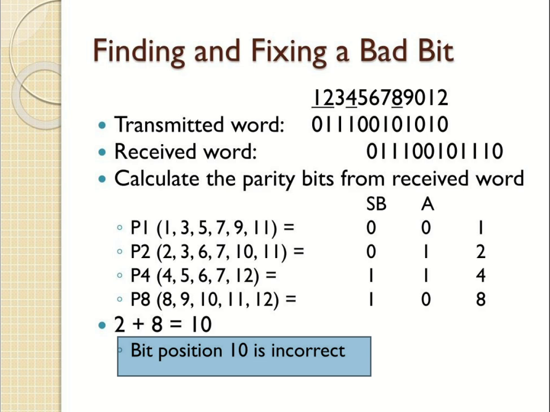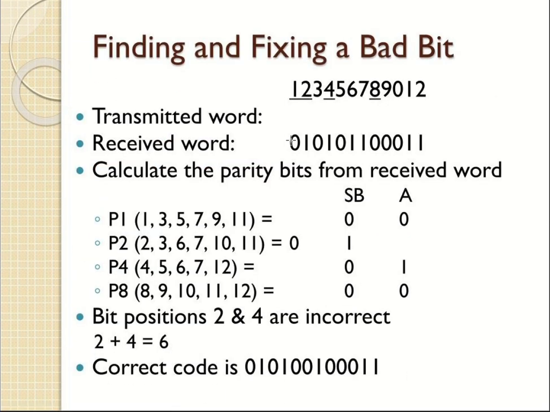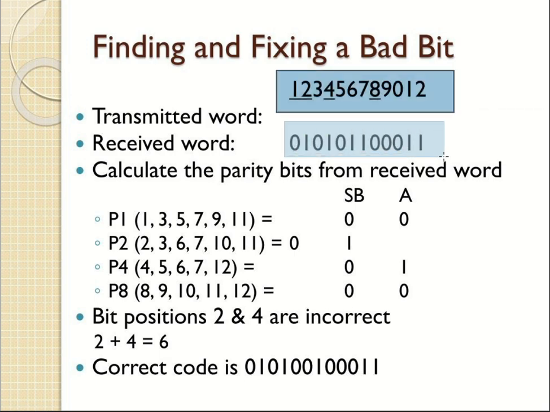Remember, the Hamming code is a very efficient method of detecting and correcting single bit errors. Now we move on to the next step, where we have to fix the incorrect bit in the received code to get the corrected code. So now the transmitted word and the received word are this.